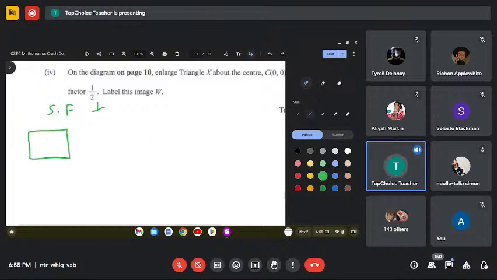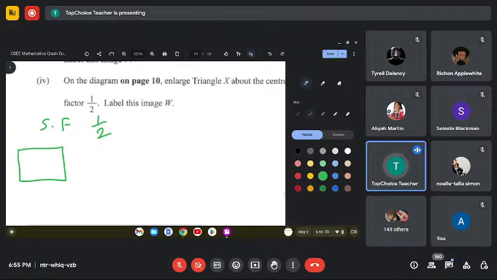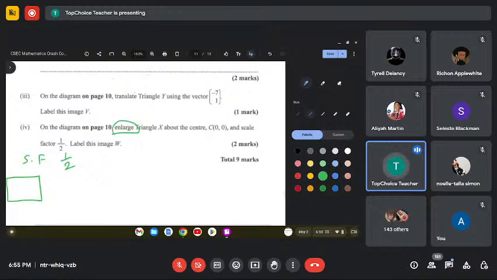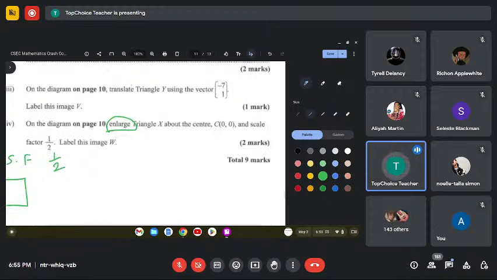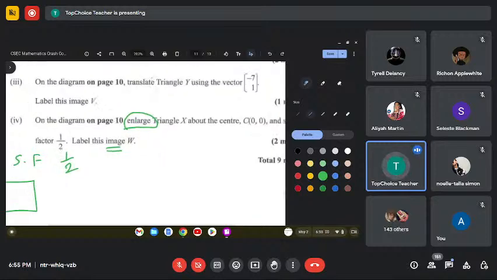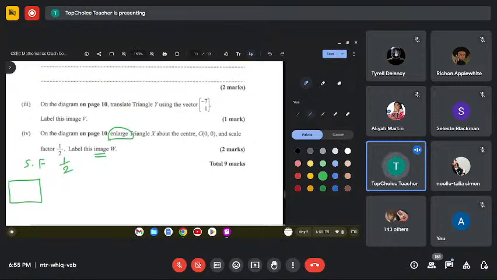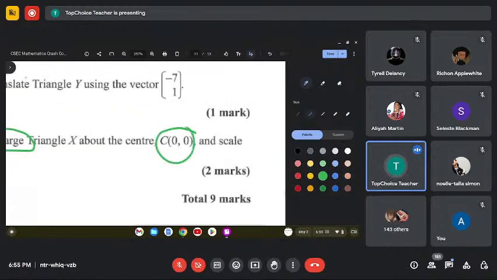So we have to instantly know that in our question, after we do this enlargement, even though the question says to enlarge, it doesn't necessarily mean that your image is bigger. The object is the original shape and the image is what you draw. That is what image means. Just because the question has the word enlarge does not mean that the image is going to be bigger. The image can actually be smaller. And indeed, because our question has a half as a scale factor, we have to expect our shape to be smaller. And that is why this center of enlargement comes into play.